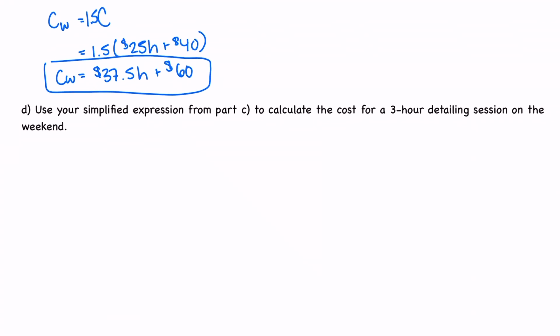And now they want us to use our simplified expression from Part C to calculate the cost for a 3-hour detailing session on the weekend. So our total cost for the weekend is equal to $37.5 per hour, but we're doing 3 hours, remember, because we're doing a 3-hour detailing session. And then we have to add our new base rate of $60.